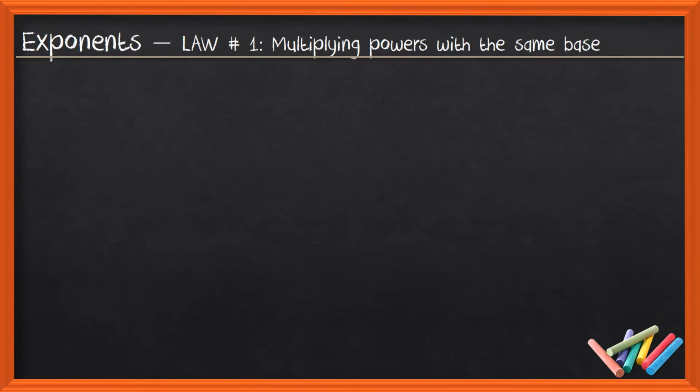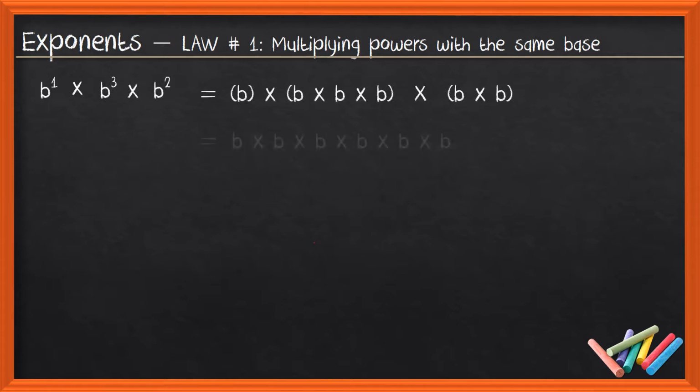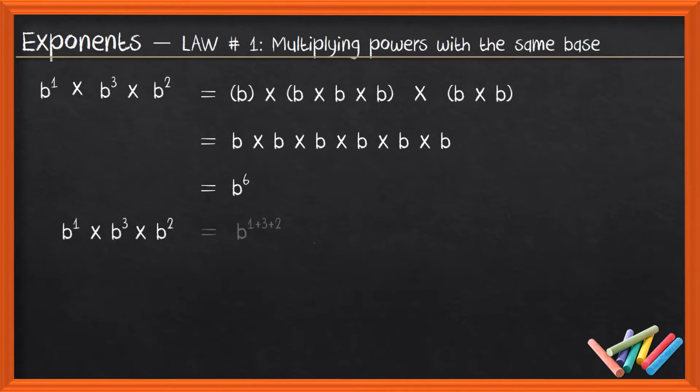Let's cross-verify if this is true with another set of powers having the same base. b to the power of 1 times b to the power of 3 times b square would be equal to b multiplied repeatedly 6 times, which is equal to b to the power of 6. Once again, we see that b to the power of 1 times b to the power of 3 times b to the power of 2 is b to the power of 1 plus 3 plus 2, which is equal to b to the power of 6.